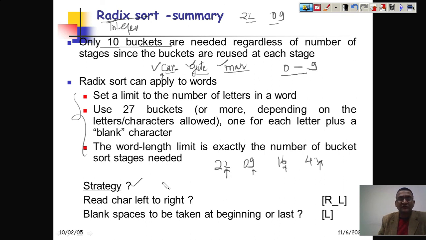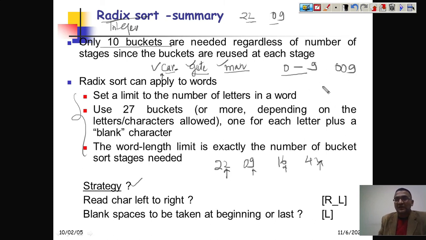So one of the strategies, you start from right to left as we are doing with the numbers. You can also do the same kind of scanning from right to left. So you will read the rightmost character first, and then the second rightmost, and so on. Now how are the blank spaces to be considered? For example, when I say 9, we know that if we want to represent this as a 2-digit number, you'll write 09. If I want to represent it as a 3-digit number, you write 009.